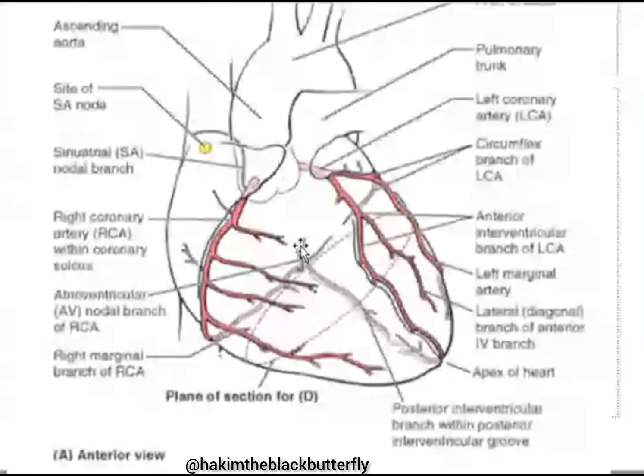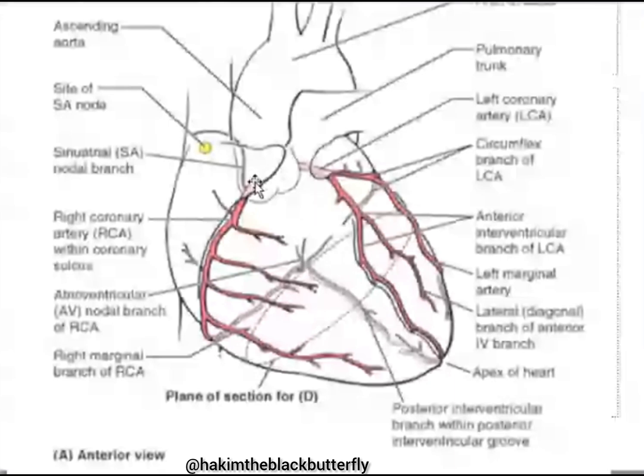So on the inferior surface, it gives off branches to the ventricles, the right ventricle, and also one of the most important branches it has given off is the atrioventricular branch, which is going to supply the atrioventricular node. It's going to go and supply the atrioventricular node, meaning that the right coronary artery is supplying both the sinoatrial node and then the atrioventricular node.